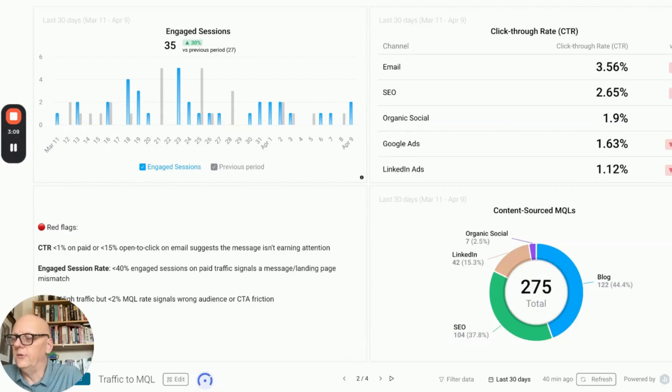And then our third metric is going to be content sourced MQL rate. Is the traffic converting to leads? You could have high traffic and then a low MQL rate, which could suggest the wrong audience or a weak CTA. And we've actually seen this all the time with companies we work with. The traffic is strong, but that's a point where the conversion doesn't happen.